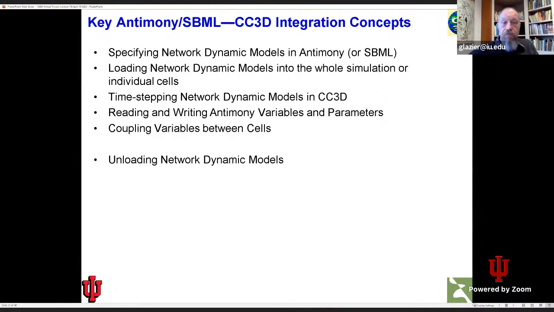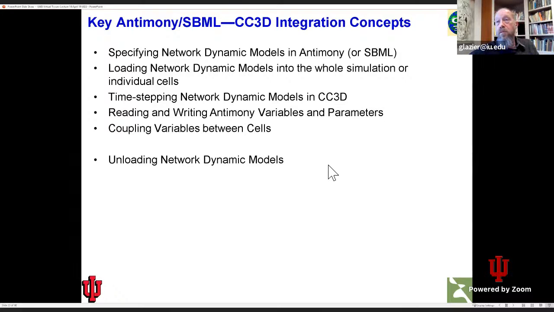Once we've specified the model, we have to be able to load it into either the whole simulation or individual cells. Once we've loaded it, we have to be able to time step it. We have to be able to connect those network variables and parameters to CompuCell variables and parameters. We'll do that by exposing them through the dictionaries that we talked about. And that does require a little bit of glue code. It's not something that's automatic. For example, if you want to couple variables between cells, we're going to have to do some glue code.